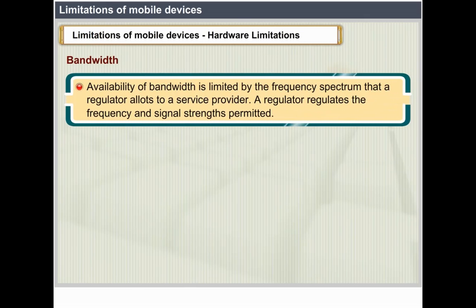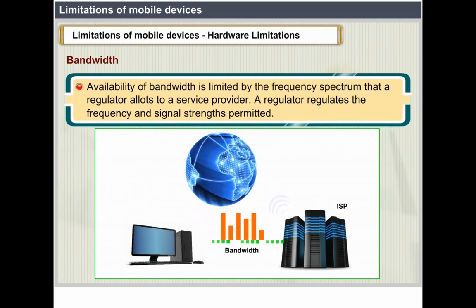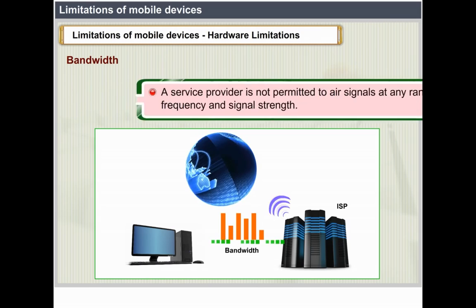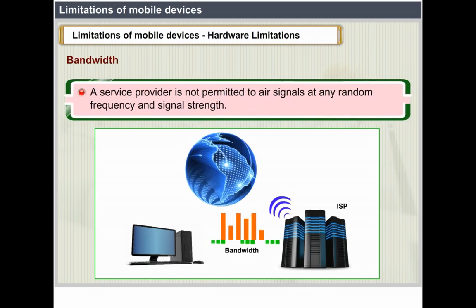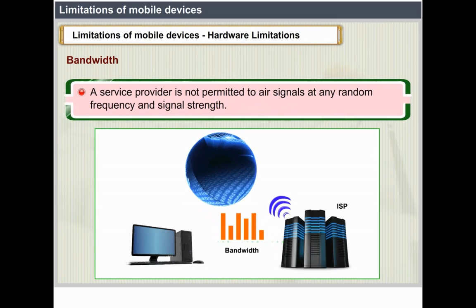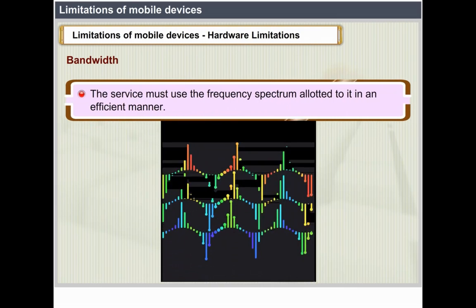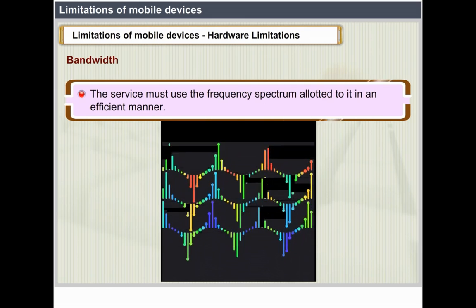Bandwidth. Availability of bandwidth is limited by the frequency spectrum that a regulator allots to a service provider. A regulator regulates the frequency and signal strengths permitted. A service provider is not permitted to air signals at any random frequency and signal strength. The service provider must use the frequency spectrum allotted to it in an efficient manner.